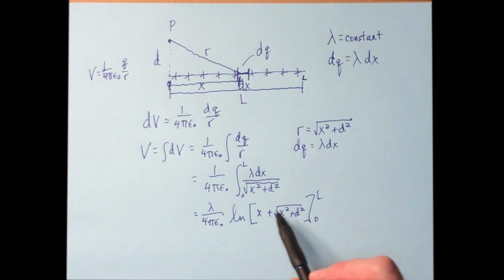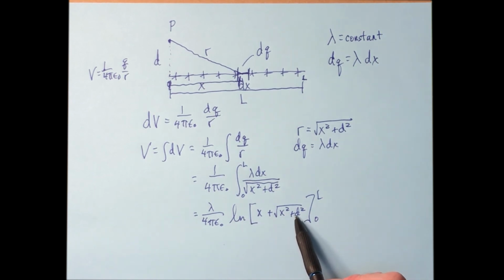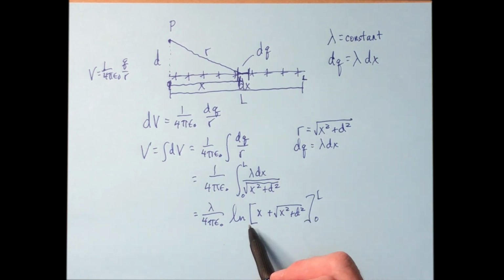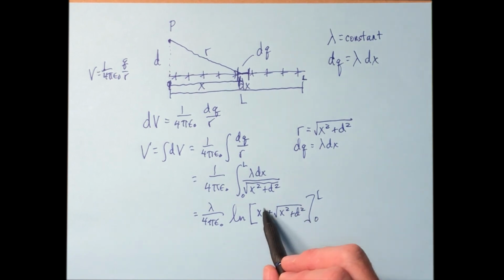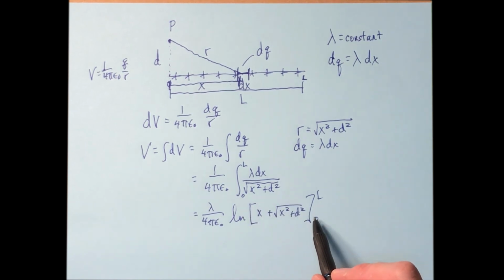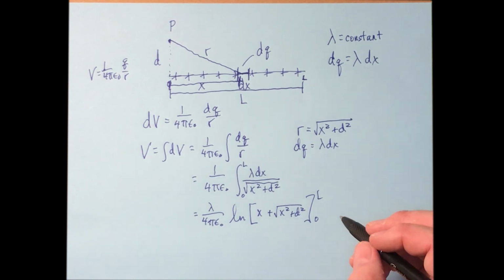Okay, now when you plug in L here, you're going to get this, and then you're going to plug in for 0, and you're going to get something else. The x's are going to go to 0. So when you plug in 0, you're going to end up with natural log d, because it's going to be square root of d squared, it's just going to be d. So you're going to end up with natural log of L plus square root of L squared plus d squared for the first part. And then when you plug in for the bottom limit here, you're going to end up with natural log d.